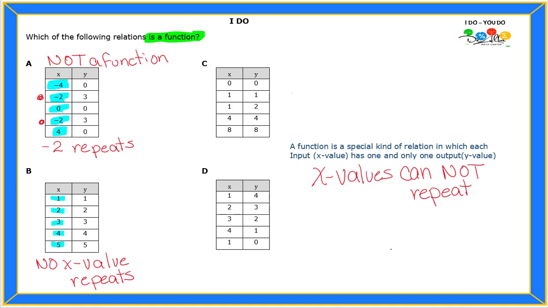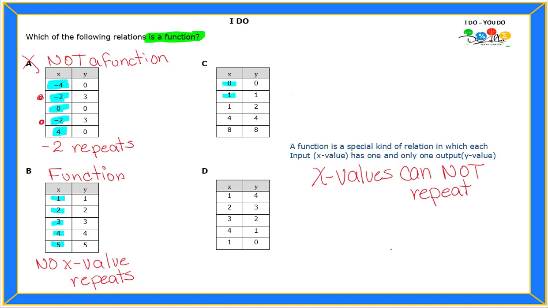So if no x value repeats, what does that mean? Then it means this is a function. Notice how I'm not even looking at the y values, okay? This is about the x. So let's look at letter C, just to confirm that A we say it cannot be an answer. So far it looks like B is my answer. So let's see.